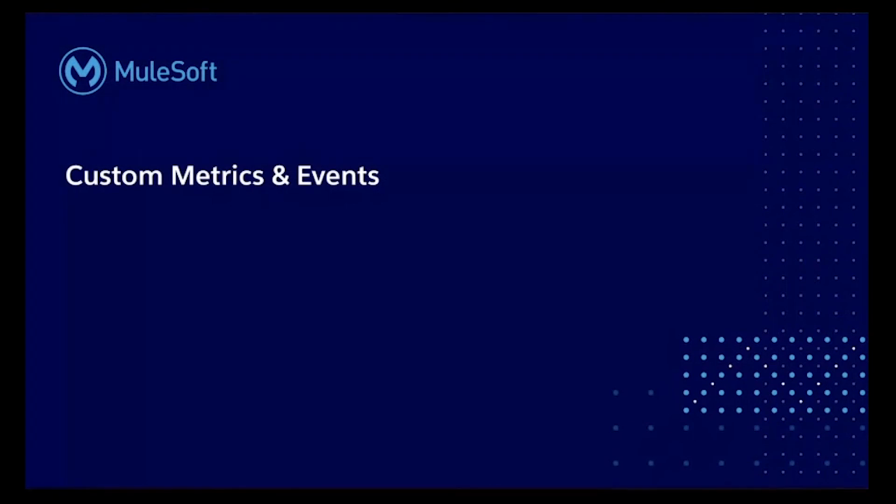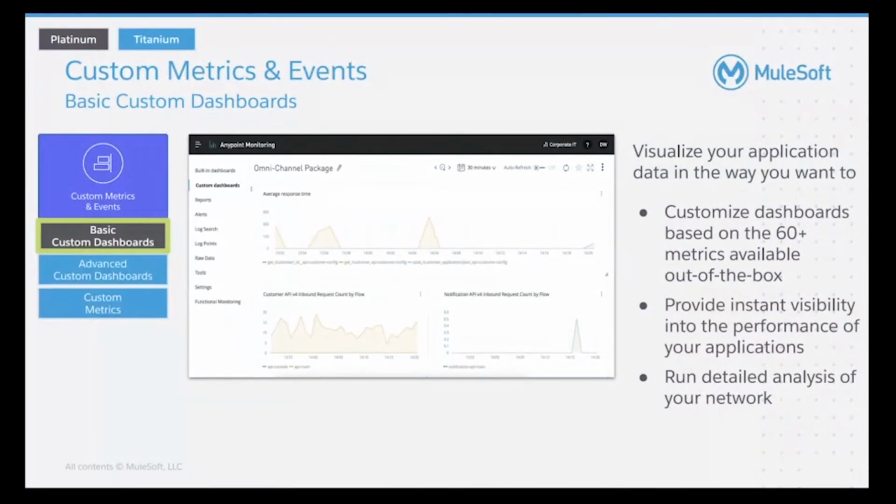So, let's talk a little bit about custom metrics and events. So basic custom dashboards is like, visualize your application data in how you want to look at your data. I mean, you can customize your dashboard based on 60 plus different metrics, which come out of the box. Provide instant visibility into performance of your applications. Run detailed analysis of your network. So that's what these custom metrics and events will bring to the table.